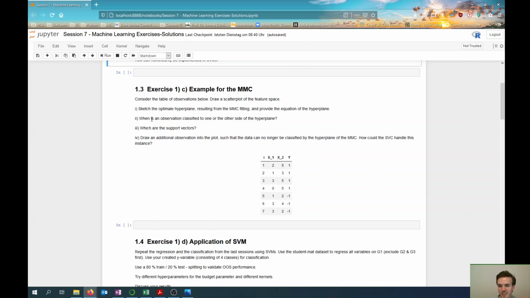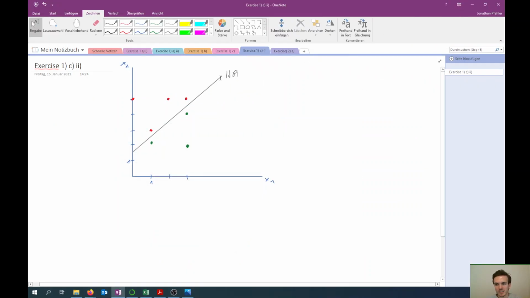Now in the first part of the exercise, we should sketch the optimal hyperplane and provide the equation of the hyperplane. So here's my sketch, and now let's provide the equation. So I hope that you could have seen here from just looking at the points that the hyperplane must lie between those points here, and most likely those will be our support vectors.